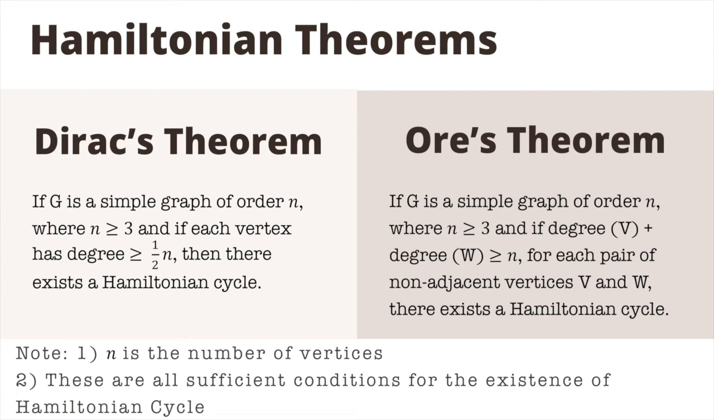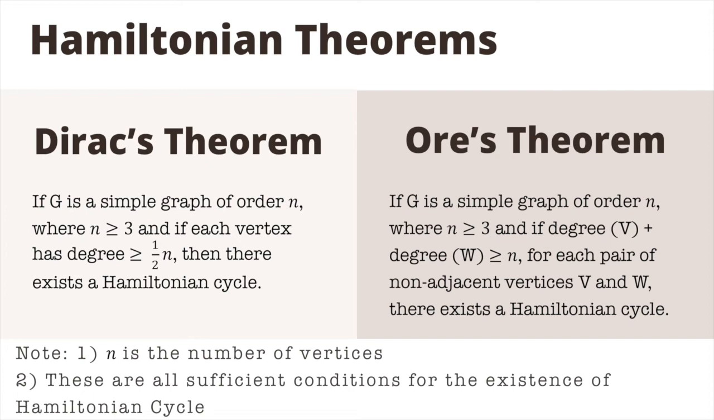While Ore's theorem states the following: if G is a simple graph of order n, where n is greater than or equal to 3, and if degree v plus degree w is greater than or equal to n for each pair of non-adjacent vertices v and w, there exists a Hamiltonian cycle. Note that n is the number of vertices in the graph.